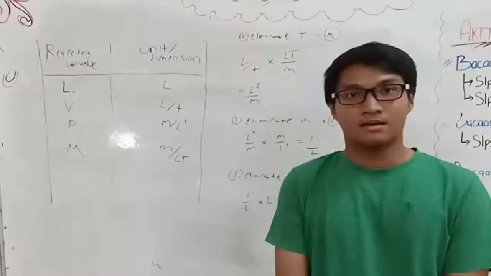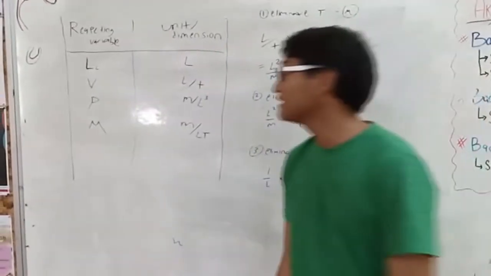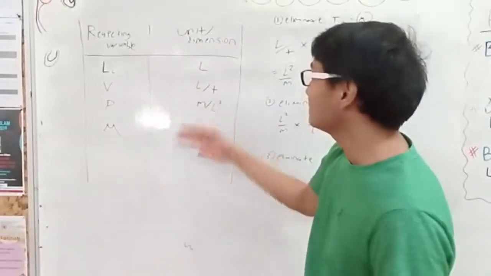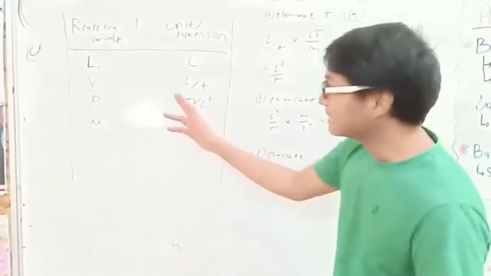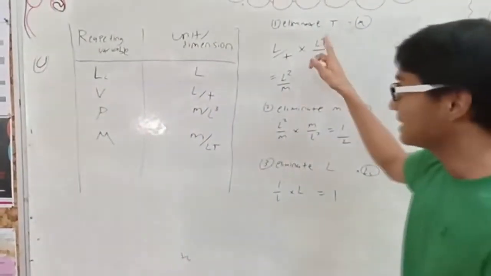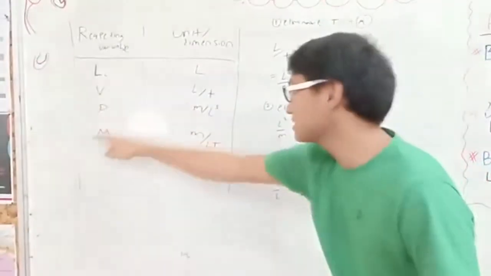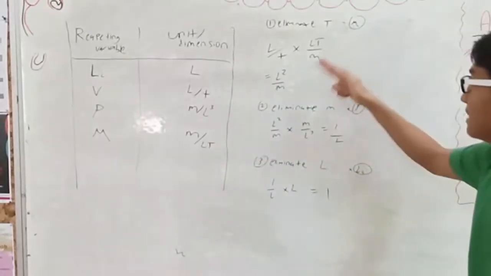Now, repeating variables. We take an example of Reynolds number. We list out the repeating variables and their dimensions. First, maybe we take the velocity. We put the formula of velocity, and then we eliminate t. Which one has t? Density. So we divide by density to eliminate t, and we get L square over m.